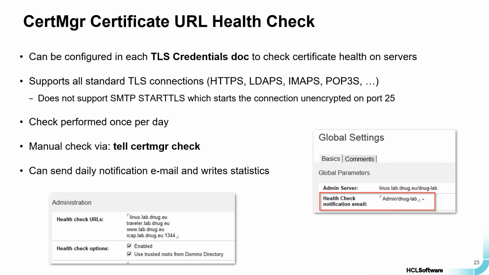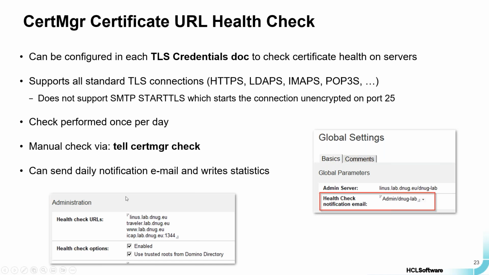So the team came up with a new idea saying, okay, now that we have functionality to check all those certificates, why don't we check certificates on remote locations? So here you see an example that in the administration section of each TLS credentials document, you can add URLs, and you can even specify different ports. In this case, I'm checking an ICAP server. It works for everything besides SMTP with STARTTLS, because that's a different protocol. So it works for IMAP, POP3, and everything. So you can monitor all your servers, and you actually get certificate warnings.